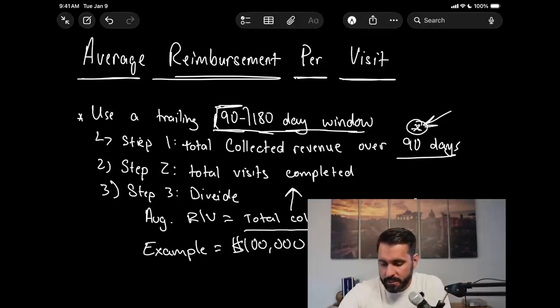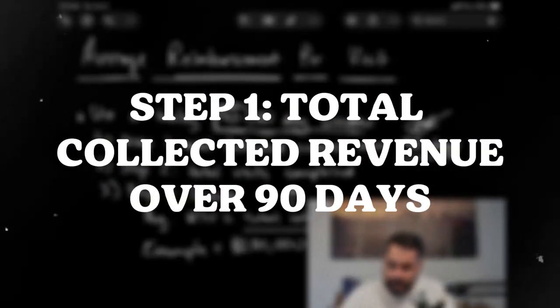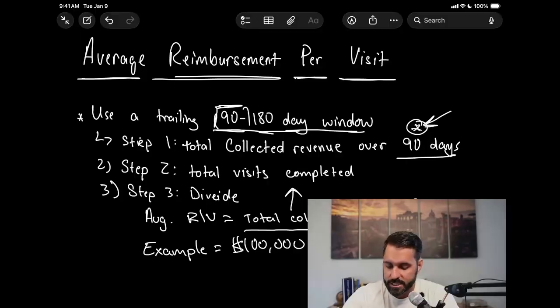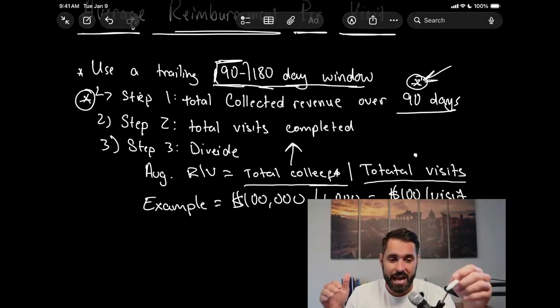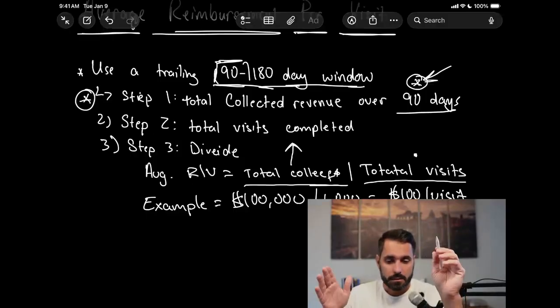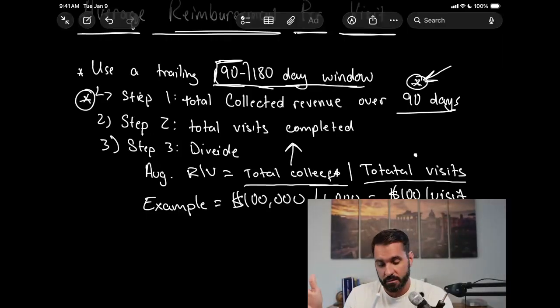Step one is you want to calculate the total collected revenue, and when I say collected revenue, I mean money that actually hit your bank account. You want to look at how much money came into your bank account. That's going to be over-the-counter collections, insurance payments, cash pay, anything that came in over that 90-day period. So you don't need to look at your EMR for that. You just need to look at your bank statement.